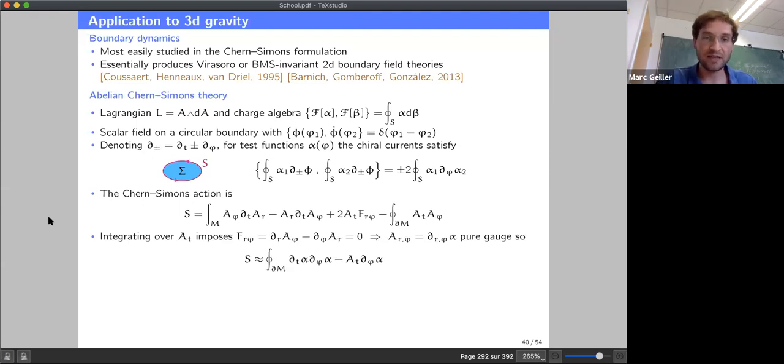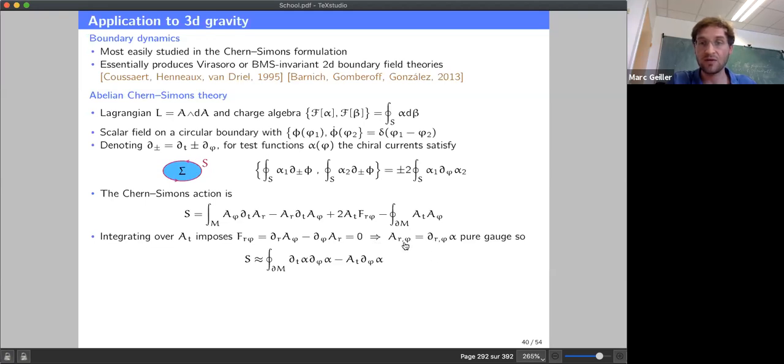Now, because of this, we can see that if we actually integrate over the time component, the Lagrange multiplier, so imagine that we're computing, for example, the path integral of this theory, and we path integrate over the Lagrange multiplier A_t. This is going to enforce the constraint that the spatial component r phi of the curvature is vanishing. So this constraint is actually solved.